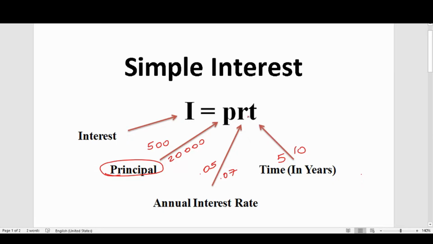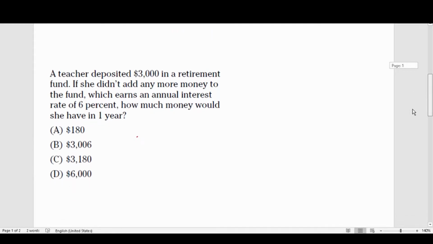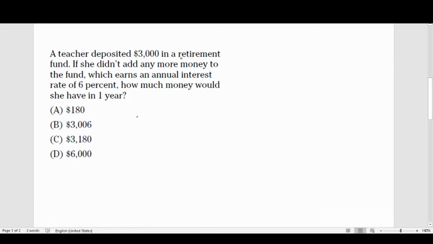In my personal opinion, if you see a problem like this on the ASVAB, this is pretty much a given. So memorize this formula. If you see it, you're pretty much going to get the question right. So let's go ahead and take a look at a practice problem.